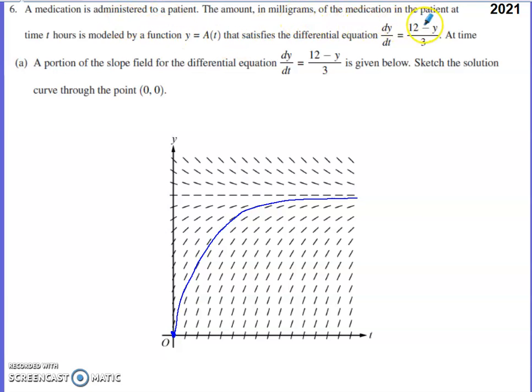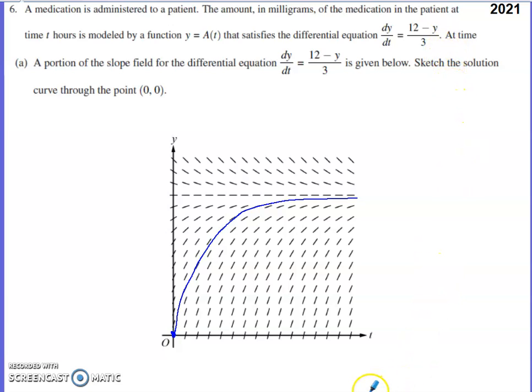in milligrams that are in the patient after t hours will be modeled by the function y equals A of t. And we have the differential equation for y equals A of t. So the derivative dy/dt would be equal to the fraction that you see here.